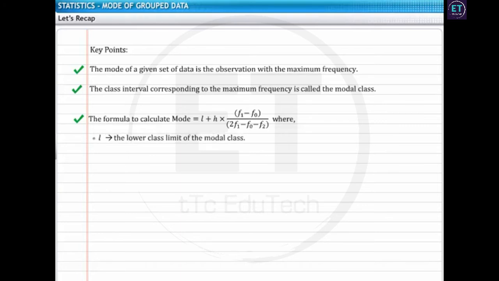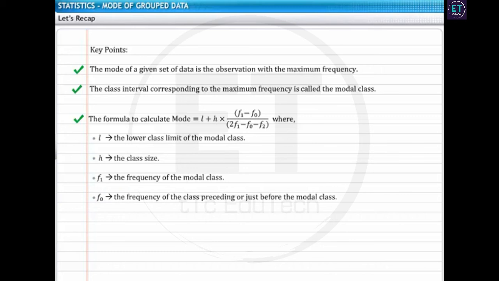Here, L stands for the lower class limit of the modal class. The H stands for the class size. F1 stands for the frequency of the modal class. F0 stands for the frequency of the class preceding, or just before, the modal class. F2 stands for the frequency of the class succeeding, or just after, the modal class.